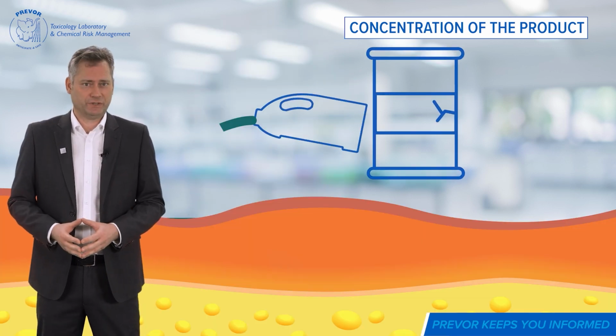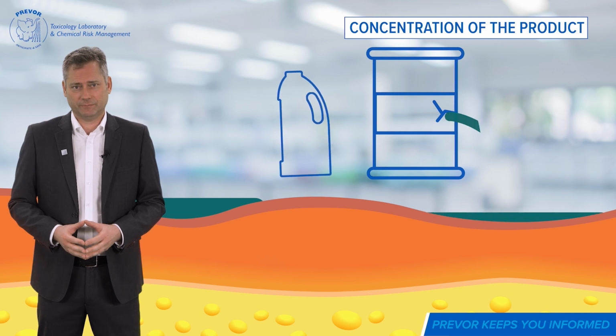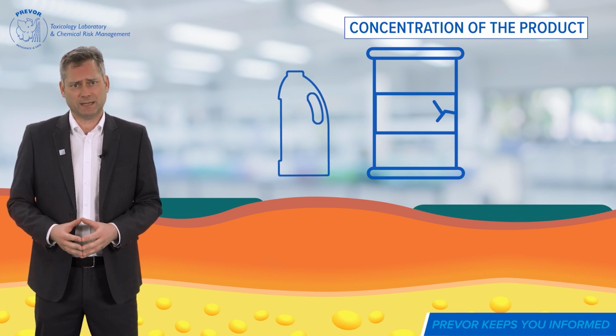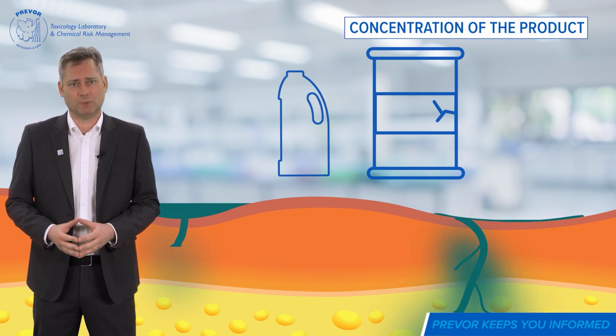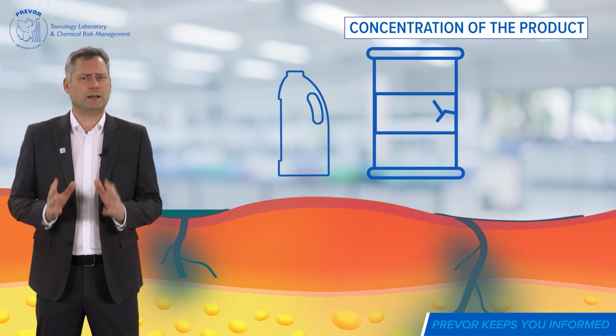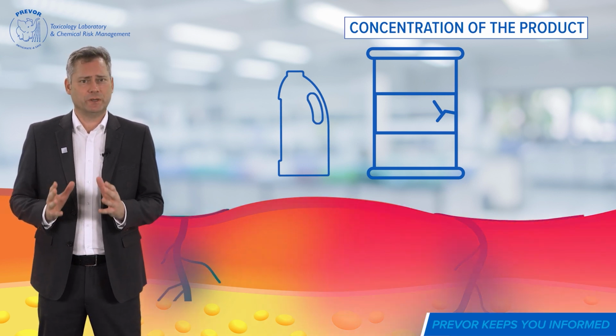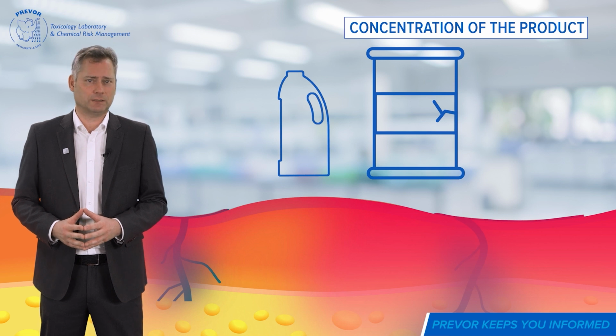Then there is the concentration of the product. For example, there is a big difference between a household toilet unblocker and industrially concentrated sodium hydroxide used in water treatment. The destruction mechanism is the same in both cases. Cells liquefy when getting in contact with the sodium hydroxide molecules. But penetration will be much faster with a highly concentrated chemical product.